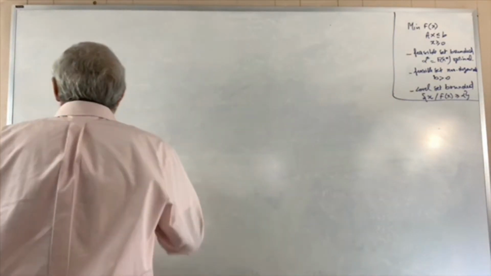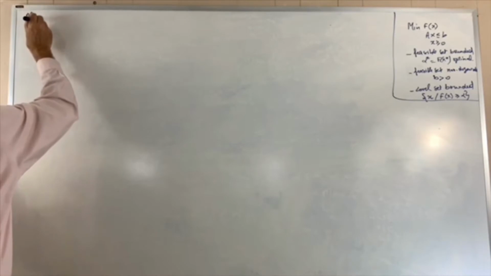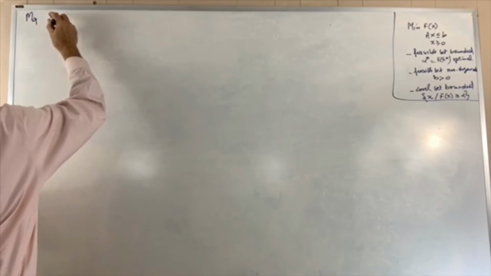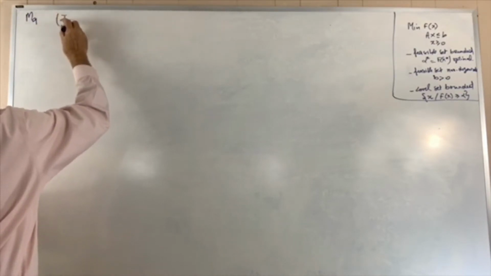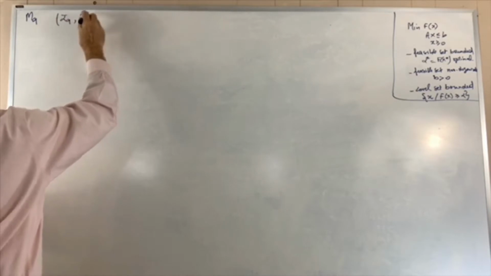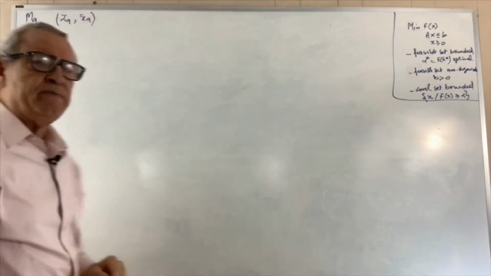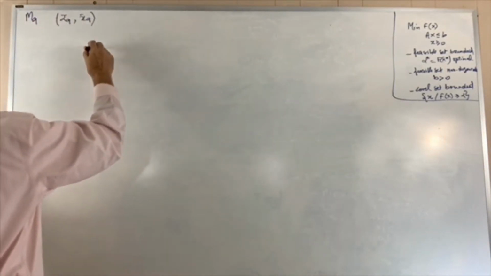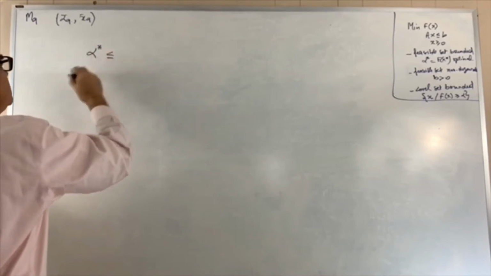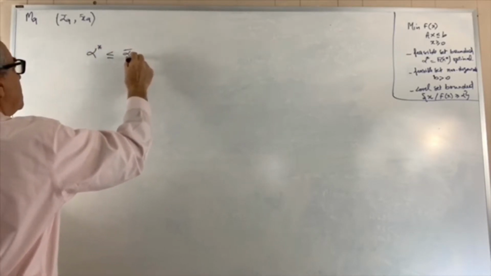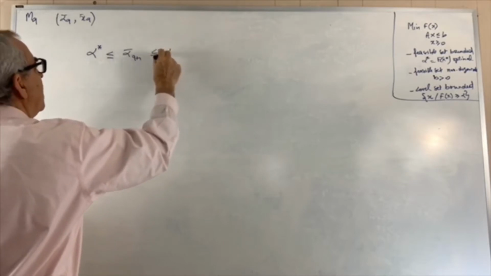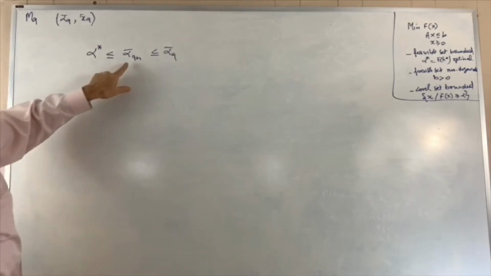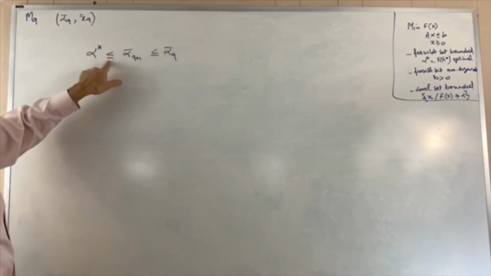At iteration q, we have M_q, our set of cones to be searched, and we also have the best solution that we know, alpha bar q and x bar q. This is our best solution at iteration q. Now the first thing that we do here is that alpha star, this is a trivial fact, is less or equal to alpha bar q plus 1, which is less or equal to alpha bar q. Alpha star is less than this because alpha star is the minimum, and this is a feasible solution, so it has to be less or equal.